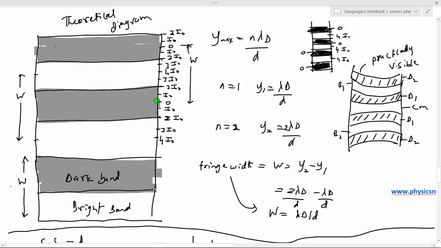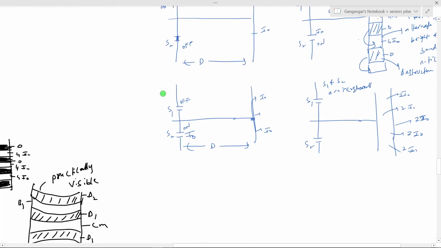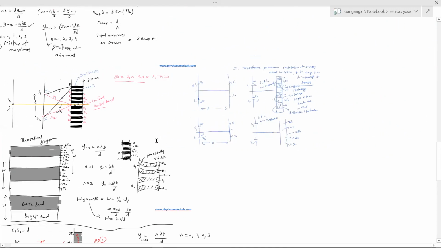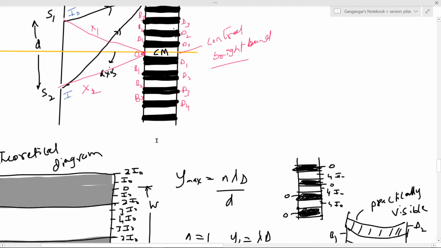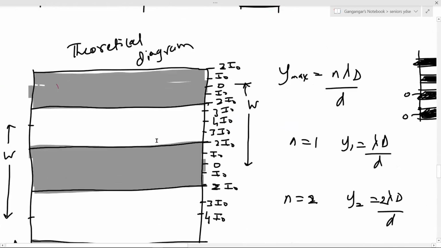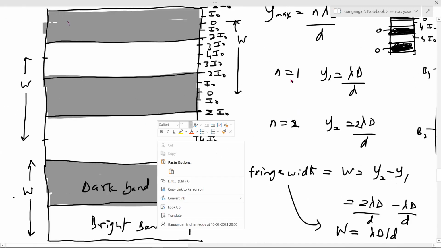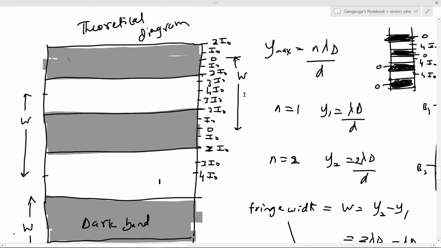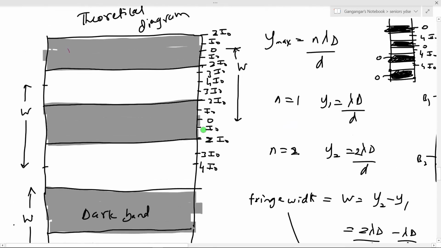Again, as you move from the center of the dark band, this was the diagram. Once again, as I move from the center of the dark band, the intensity goes from 0, I naught, 2 I naught, 3 I naught, 4 I naught, 3 I naught, 2 I naught, and finally 0. This will become one fringe width. Got the idea?